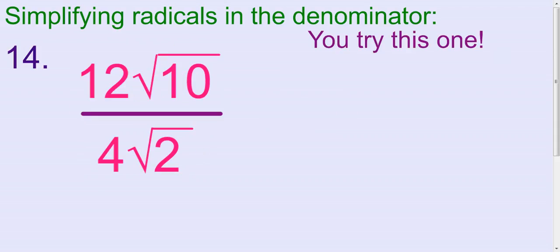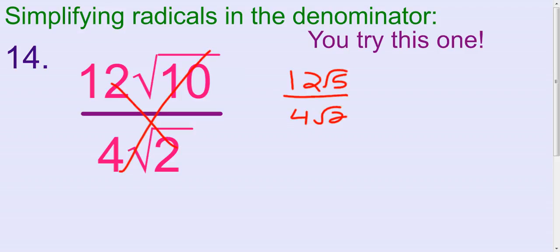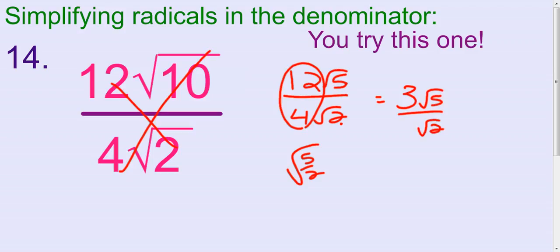And then this problem I'm actually going to change. And I want you to instead make this be this. 12 root 5 over 4 root 2. Okay? Here's why I want you to do this. 12 over 4, we know, reduces to 3. But root 5 and root 2, if I have it like this, that doesn't reduce. It doesn't help me get rid of that fraction, so I have to leave this right now as root 5 over root 2.